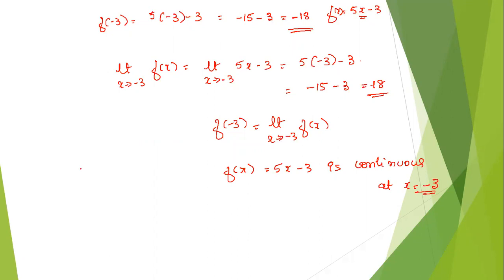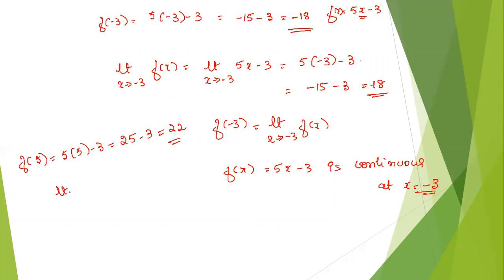Next number which we need to check is, what is that? x is equal to 5. Try, students, what you get functional value at x is equal to 5. 5 into 5 minus 3. That is 25 minus 3. That is 22. Correct?